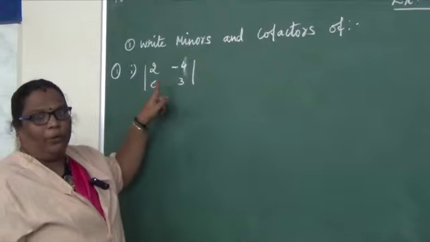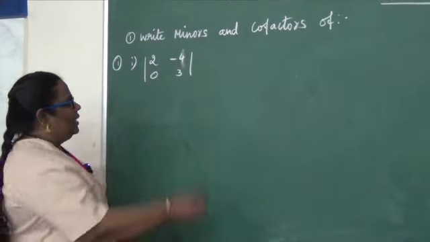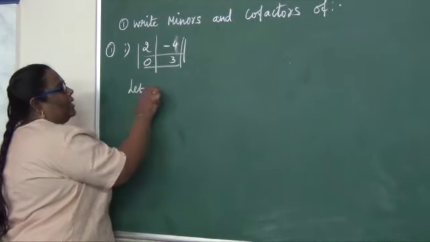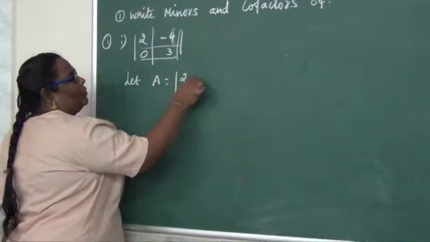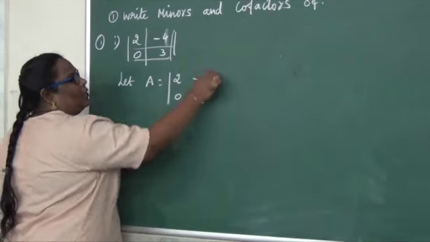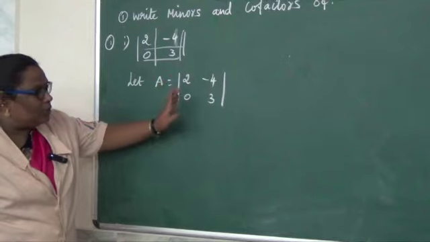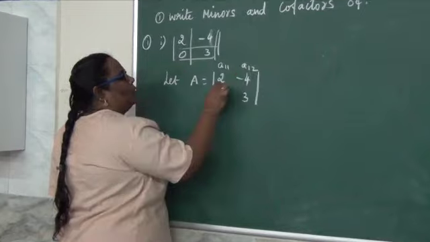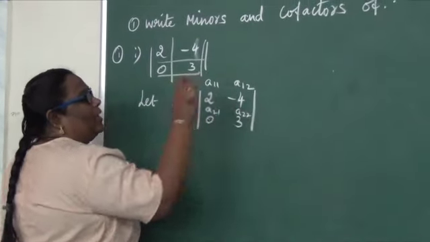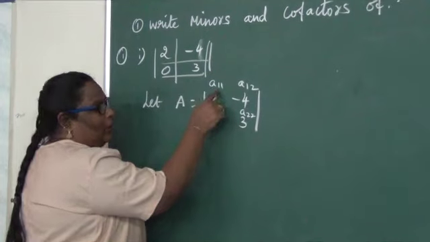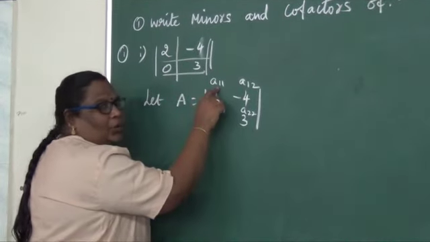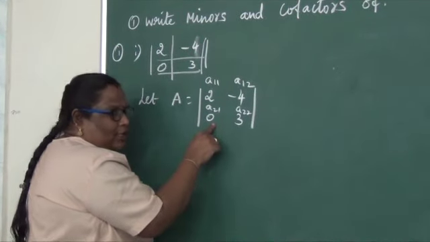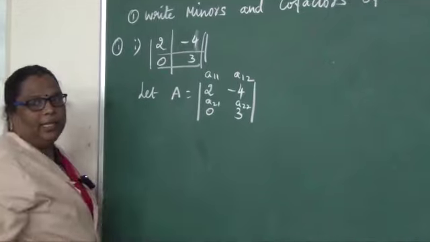It is a determinant of a 2 by 2 matrix, that is 2 rows and 2 columns. You can take it as let A equal to the determinant of 2, minus 4, 0, 3. It consists of 2 rows and 2 columns. Usually we write the elements as A11, A12, A21, A22. This element represents the first row and first column, this is first row and second column, this is second row and first column, and this is second row and second column.